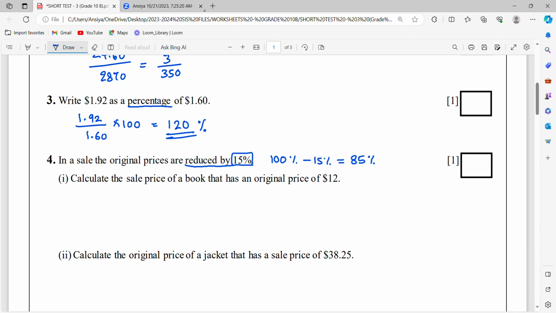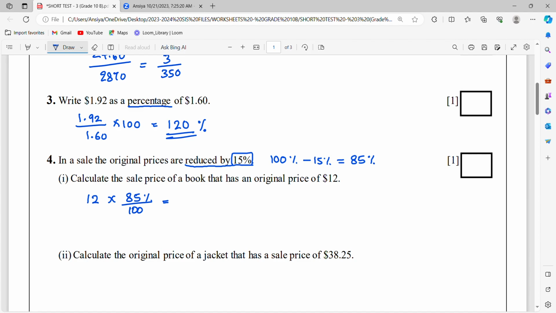Now we will look at the question again. Calculate the sale price. The original price is $12, but there is a reduction, so 85 percent over 100. This gives the sale price. So we will calculate how much it is.